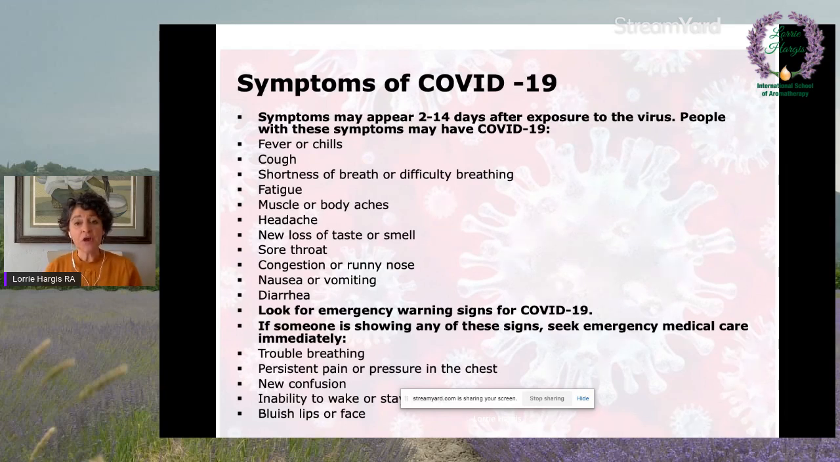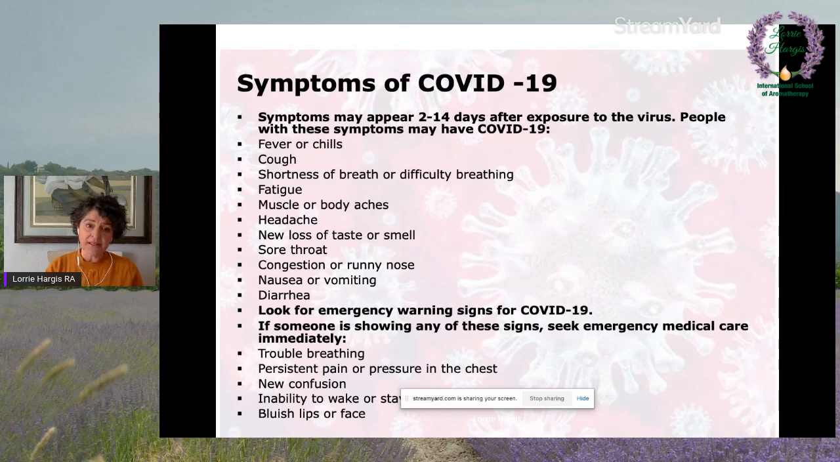So the symptoms of COVID-19: fever or chills, cough, shortness of breath or difficulty breathing, fatigue, muscle or body aches, headache, new loss of taste or smell, sore throat, congestion or runny nose, nausea or vomiting, and diarrhea.